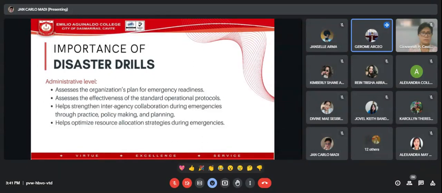between different sectors. And doon nalalaman kung paano sila gagalaw in an optimal manner na makakapag-respond agad sila in terms of disasters. Then, disaster drills also helps optimize resource allocation strategies during emergencies. Through practicing po kasi disaster drills, nagkakaroon po ng idea yung those at the top level kung alin po ba yung mga resources na need idagdag sa community. Kasi kapag po tayo ay nag-i-implement ng mga protocols, usually ang nagiging problem po is yung budget, manpower, at saka yung resources ng community. Then, next slide po.